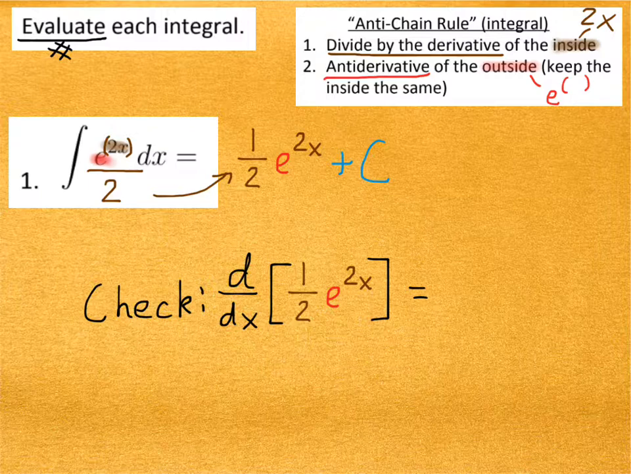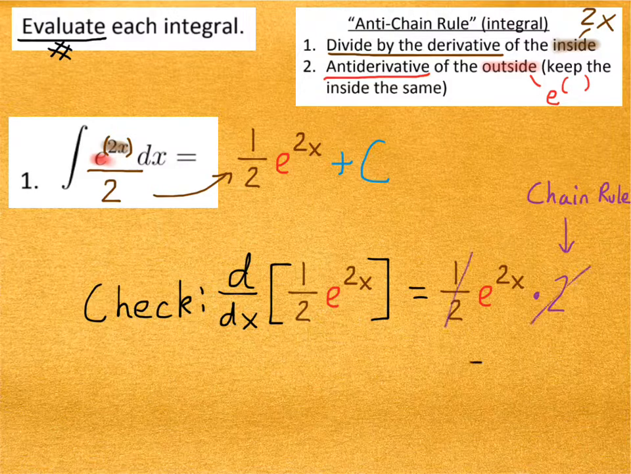So if I take the derivative of 1/2 e to the 2x, the 1/2 would stay along for the ride, and e to the power of stuff has a derivative of e to the power of stuff, but I must apply the chain rule, so times derivative of the stuff. Okay, that would be times 2 in this case. 2 and the 1/2 would cancel, and we have just e to the 2x.